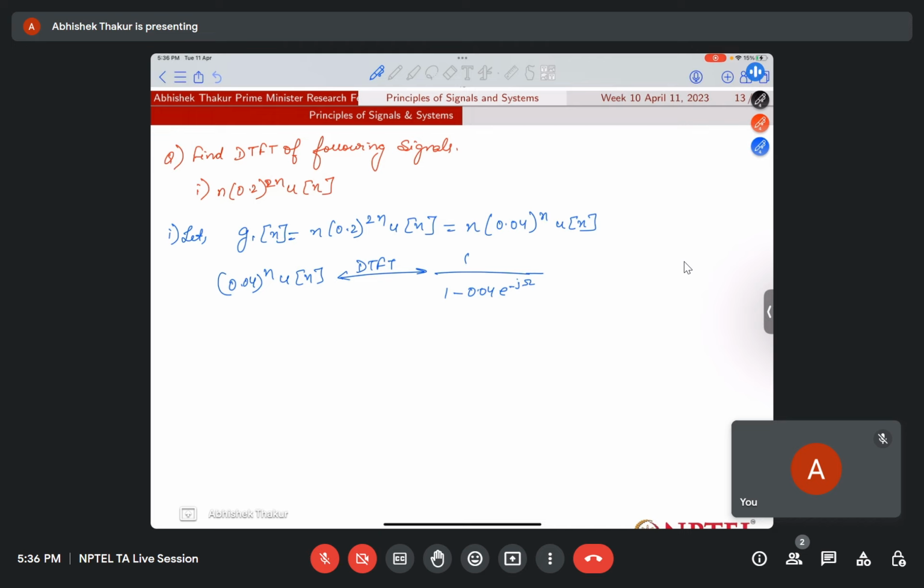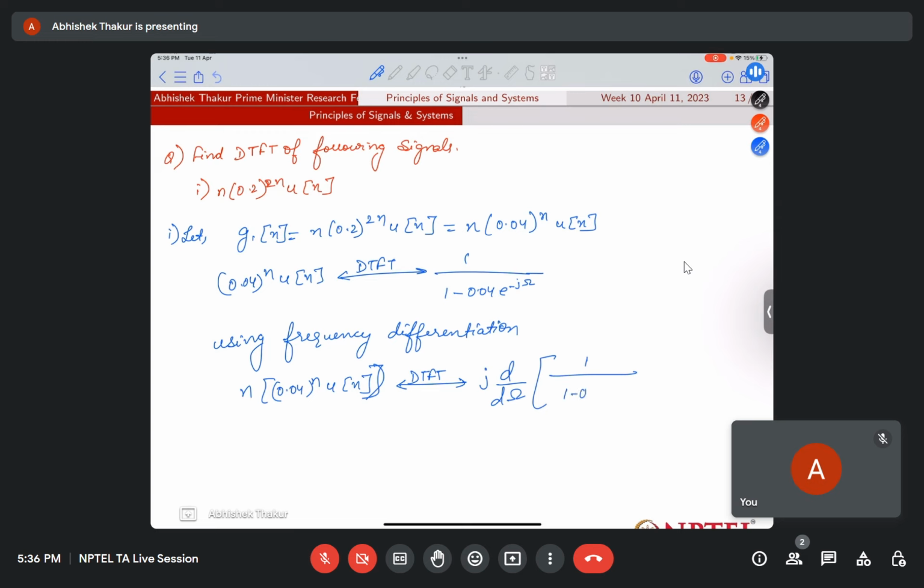From the application of frequency differentiation, n into 0.04 to the power of n u[n] will have DTFT as j d by d omega of 1 by 1 minus 0.04 e to the power of minus j omega. So this will become 0.04 e to the power of minus j omega divided by 1 minus 0.04 e to the power of minus j omega whole square, because it is multiplied with the n here. So this is just a simple question. We will take one more example.